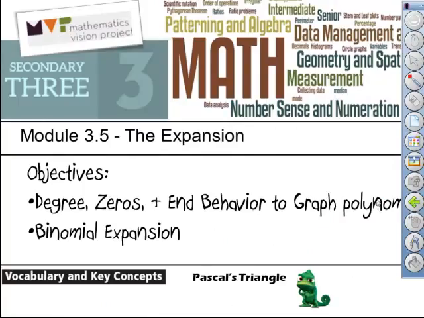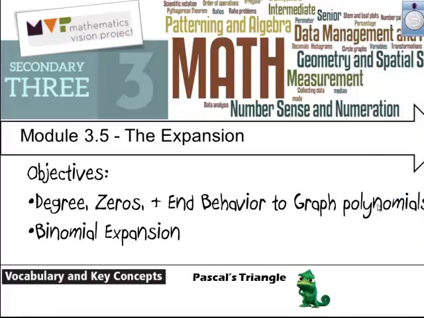Alright, moving right along, let's start this lesson, Module 3.5, the expansion. Notice our objectives today: we're going to identify the degree, the zeros, and the end behavior of each polynomial, and hopefully that'll help us when it comes to graphing it. The last thing we're going to look at is binomial expansion, and that's where we use Pascal's triangle. Some of you have probably heard of this before, and if you haven't, it's alright. I'm going to go over it regardless.